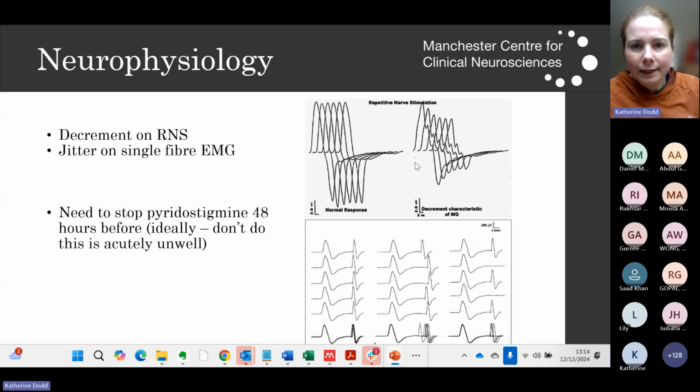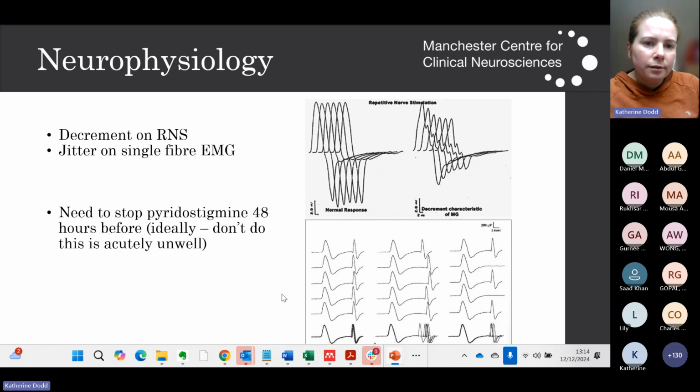Now, if that's not completely clear, they might move on to do a single fiber EMG, and they won't always do this because it takes about an hour. It's quite fiddly. So the neurophysiology consultant will only do this if you specifically say, I would like single fiber EMG, or if you say, I really want to know if this is myasthenia or not, or a neuromuscular junction condition or not. And you'll see jitter. They isolate a single muscle fiber, and you see a difference in the response. This is normal, and then this is jitter. They'll do several different muscle fibers, and if you see jitter on a number of those, then you can say there's a problem with neuromuscular junction transmission.